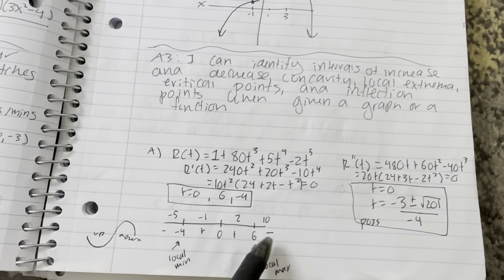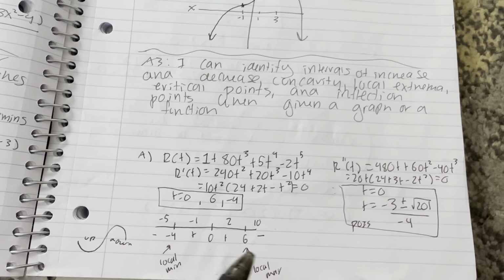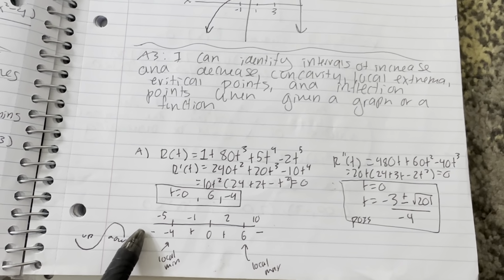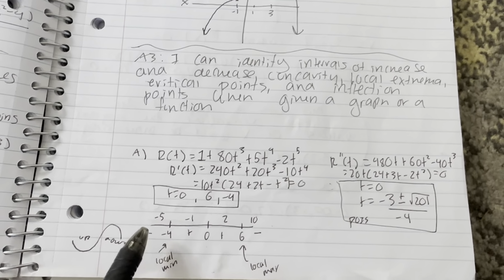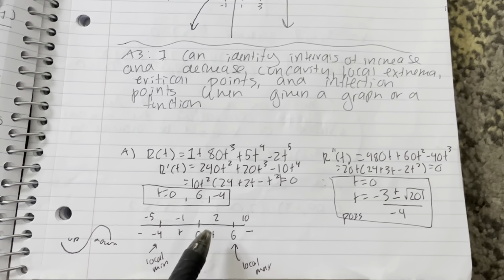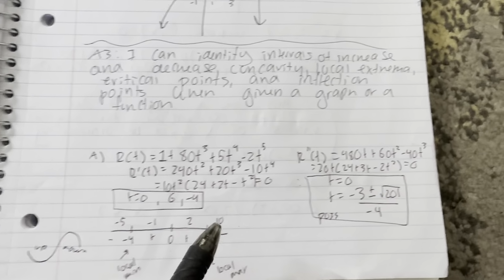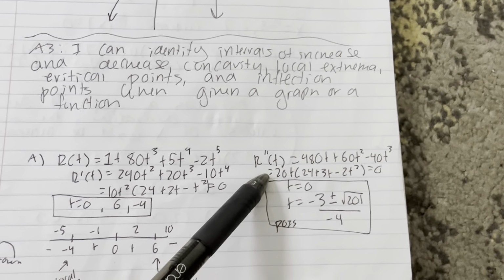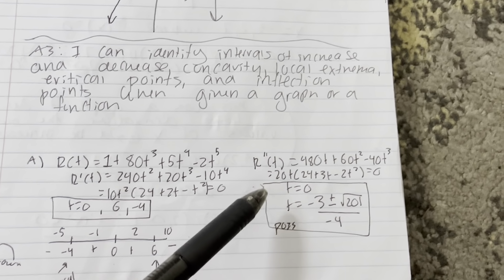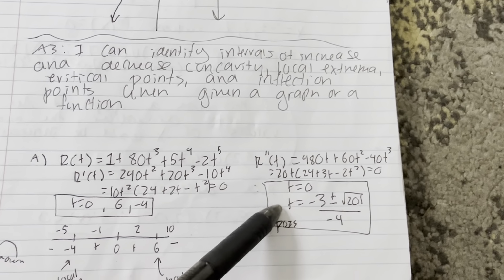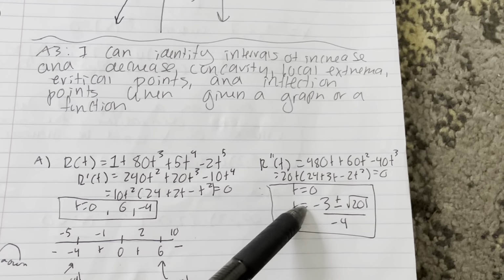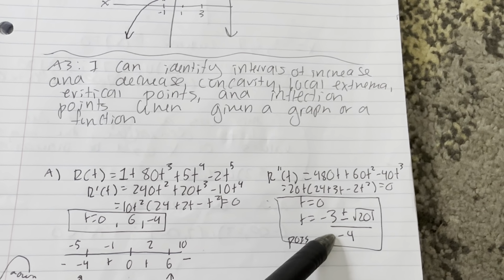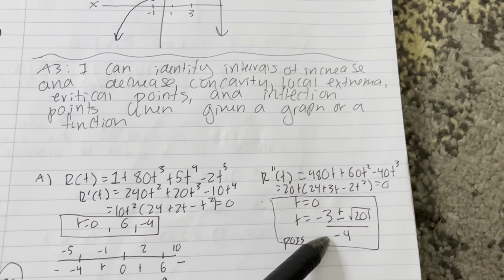Then plug them into the equation to get negative, positive, positive, negative. Since this one goes from negative to positive, we know it's a local min, and this one, since it goes from positive to negative, is a local max. Then we take the second derivative of r of t, and that tells us the points of inflection, which are at t equals 0 and at t equals negative 3 plus or minus the square root of 20 over negative 4.